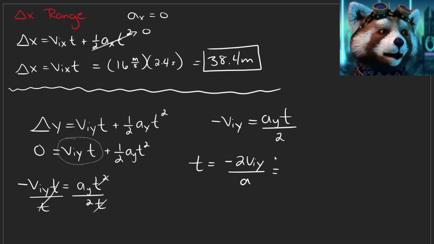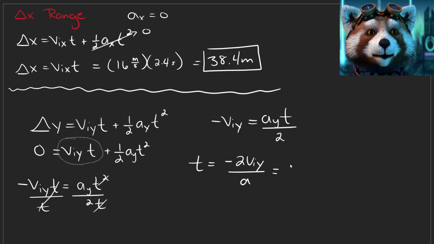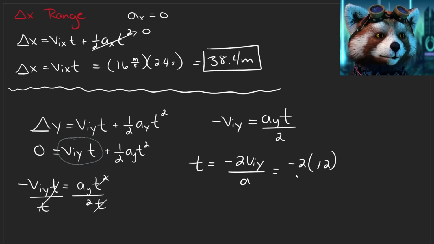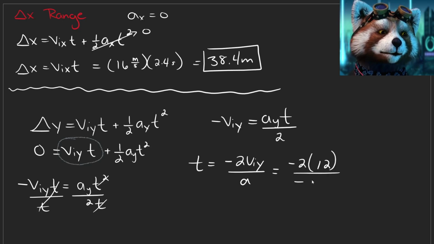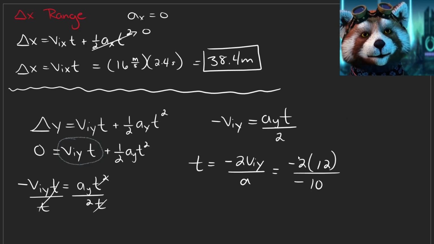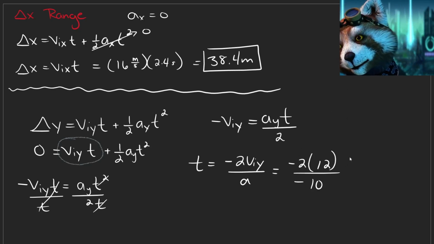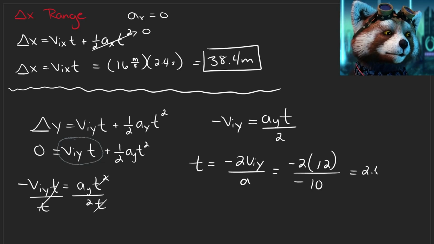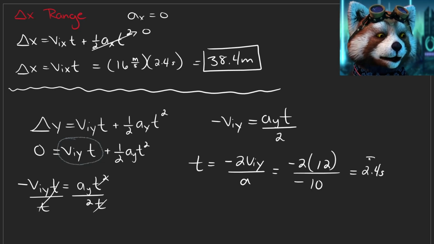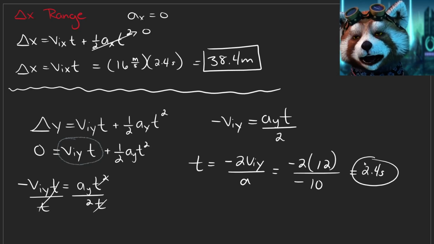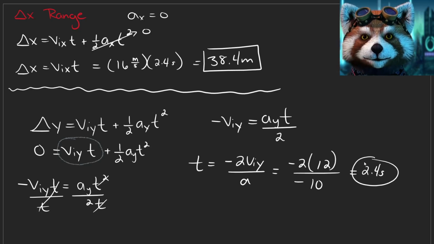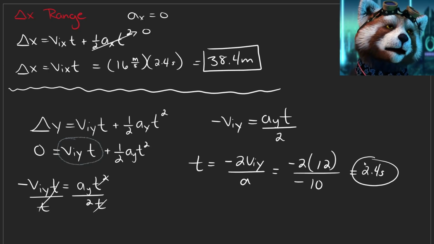And you'll see that regardless of what you do, you will get the same answer here. So minus 2 times velocity initial in the y, which was 12 meters per second, divided by minus 10 meters per second squared. 2 times 12 is 24, divided by 10 is equal to 2.4 seconds. So that's just another way of finding your time.